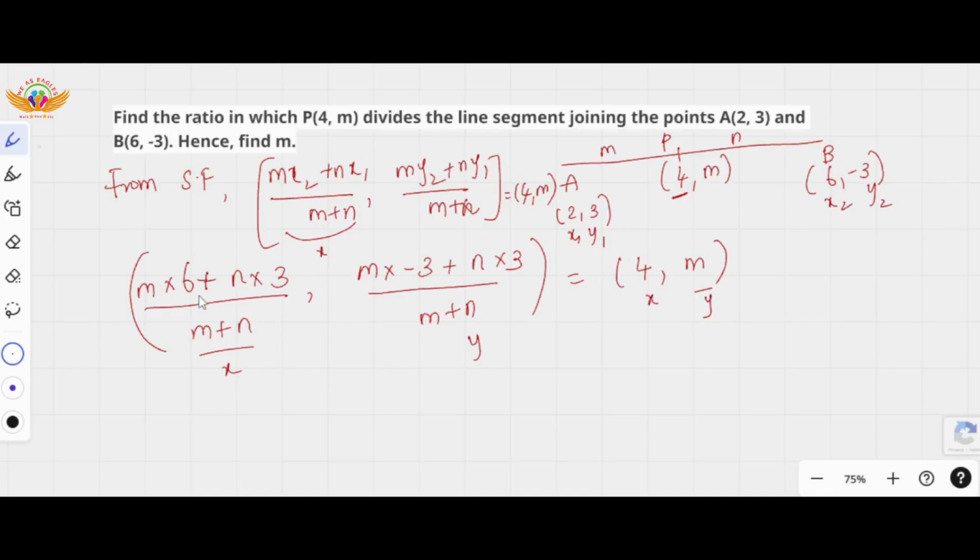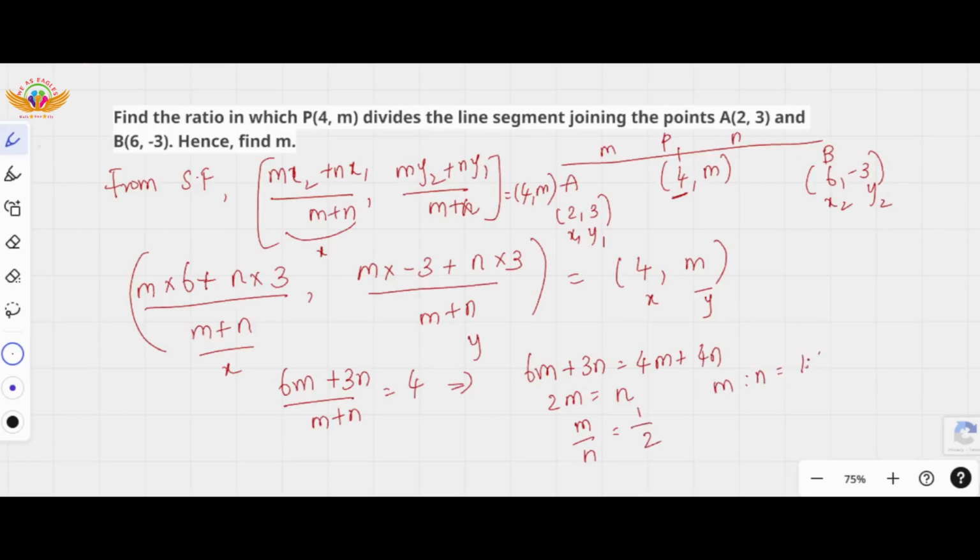So equate it separately now. (6m plus 3n) by (m plus n) will be equal to 4. Come on, now what will happen? Bring the m plus n to the right hand side. 6m plus 3n is equal to 4m plus 4n. Bring all the m's to one part. Then 6m minus 4m becomes 2m. 4n minus 3n will become n. m by n is equal to 1 by 2. So m is to n is equal to 1 is to 2. We got m as 1 and n as 2.